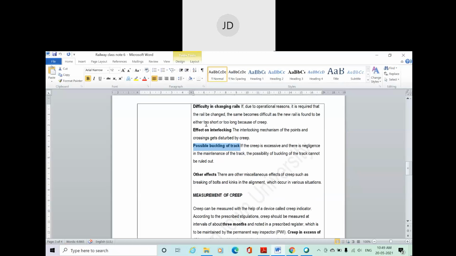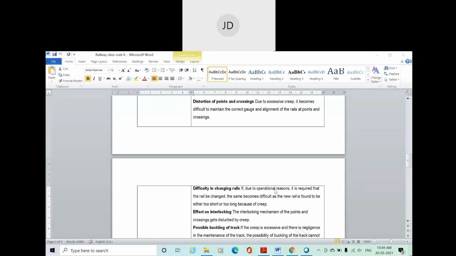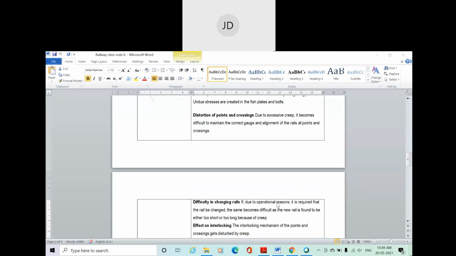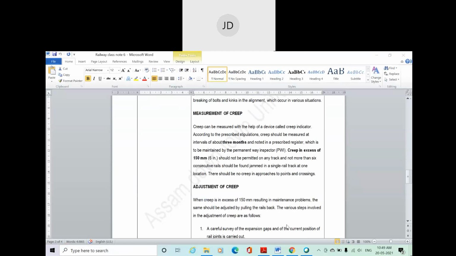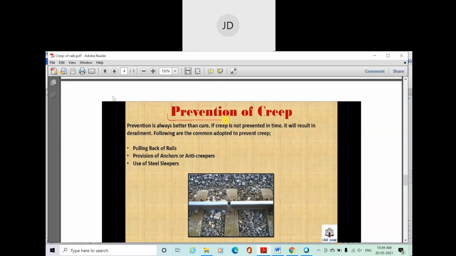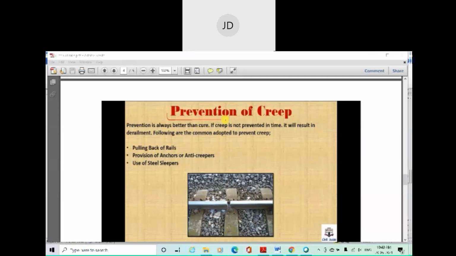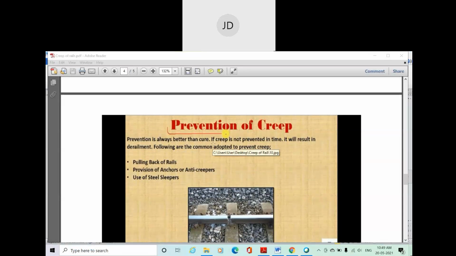So these are basically the effects of creep. Fine. Now how can we minimize the effect of creep? One process we have already discussed, right? Adjustment of creep mainly. So prevention of creep. Prevention is always better than cure, it's just a statement you can say. If creep is not prevented in time, it will result in derailment, like buckling, it's a very serious issue.